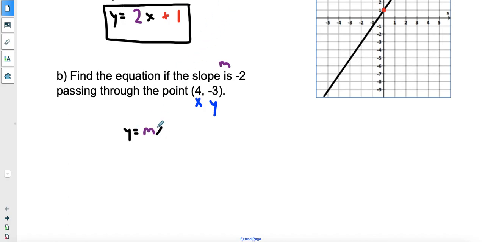And we can use that to find the equation, right? Because look, we know when x is equal to 4, y is equal to negative 3, so we can plug that information in. y is equal to negative 3. m, our slope, is equal to negative 2. x here is 4. And b, that's what we're trying to figure out.